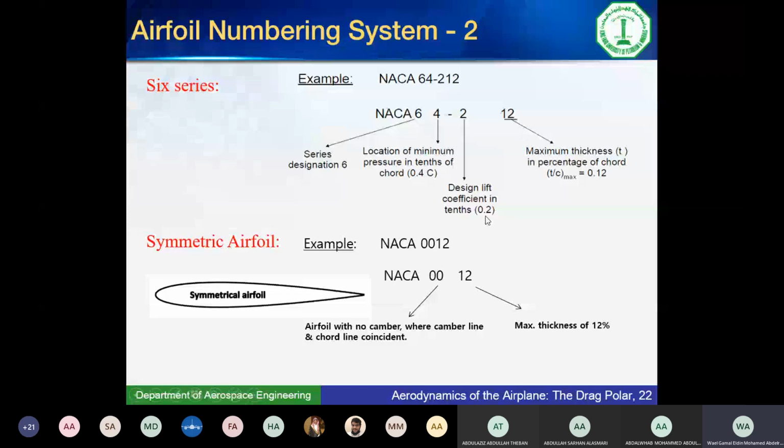So now you have the families. When we start designing in week 5, inshallah, or 6, I would say week 6, and you start designing the wing, you will have to choose the airfoil from these families. Okay, so that's why it's important to be familiar with them. Any questions?